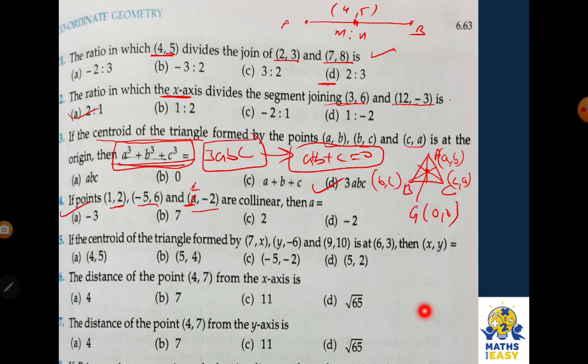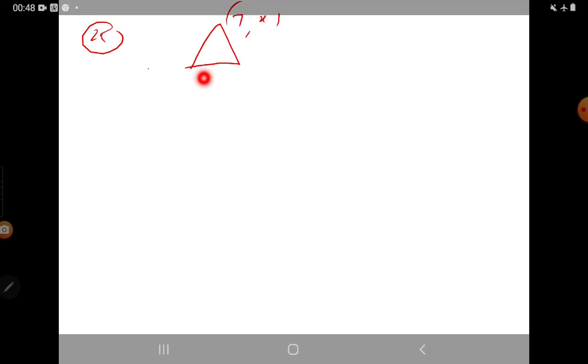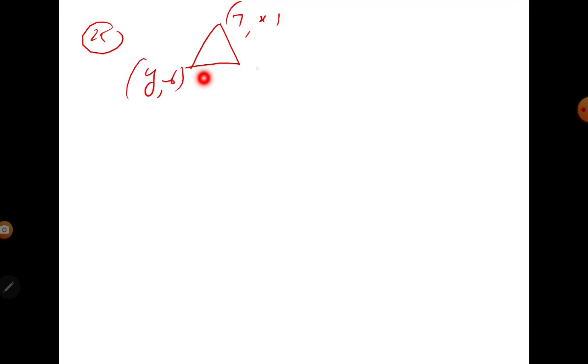If the centroid of a triangle formed by this is at 6, 3, then what is xy? Again we'll apply this formula. Easy. Let us check it. Question number 25. The centroid of a triangle, I have one triangle whose coordinates are 7, y; x minus 6; and 9, 10. These are the coordinates A, B and C.